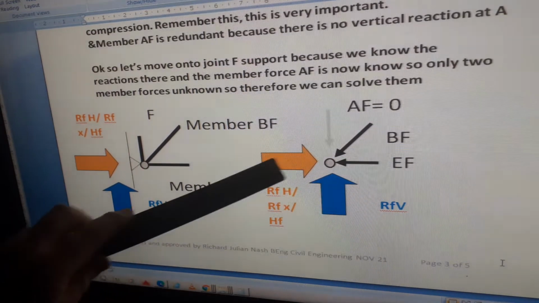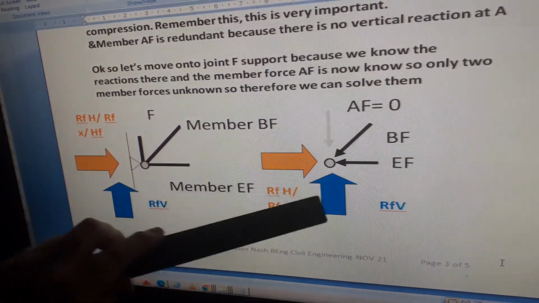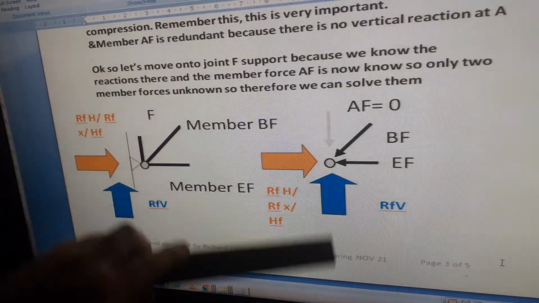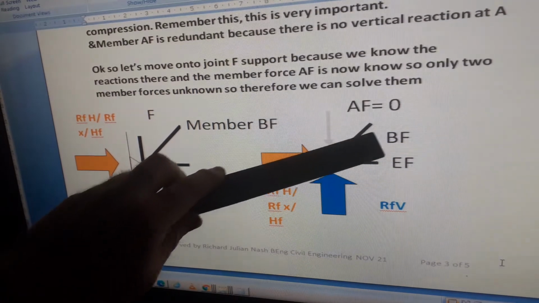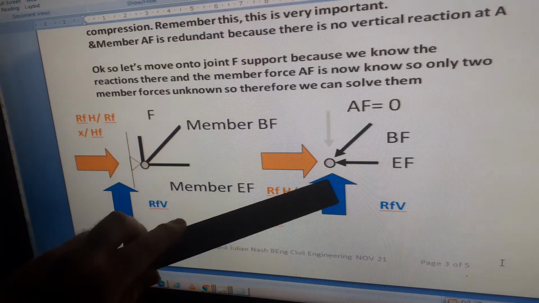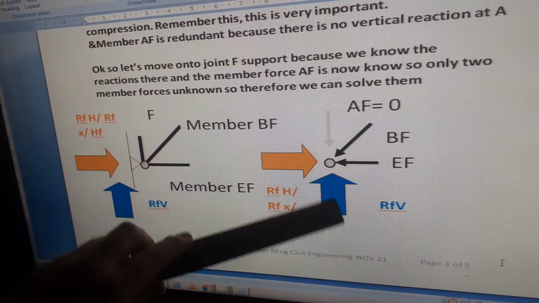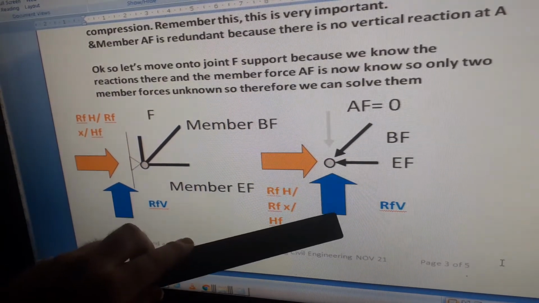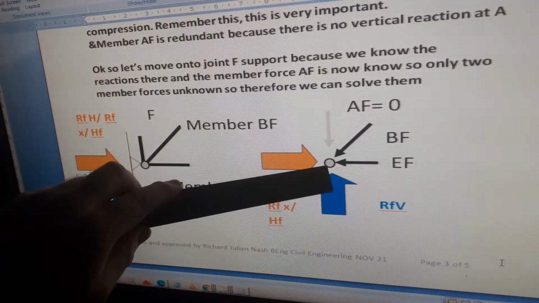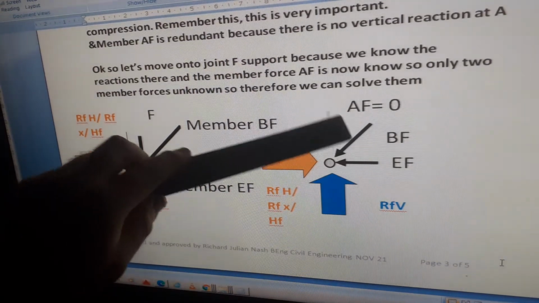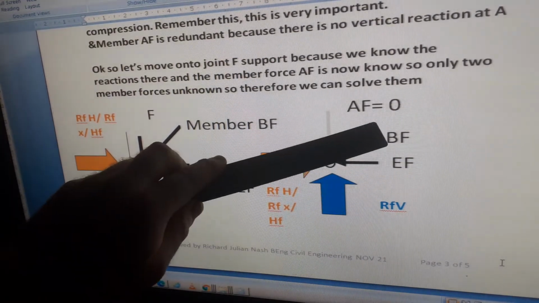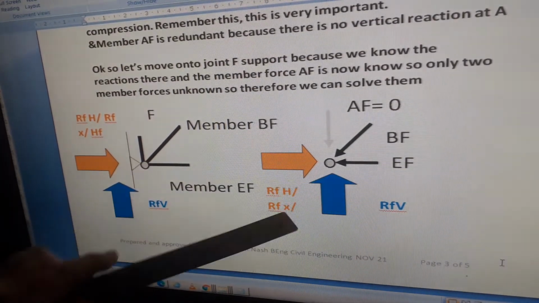So we've got RFH going that way. That's 40, we found in the last video. RFV is 20 up. Then we've got BF, which could be either way. The reason I drew it like that straight away is that we've got to make a quick judgment. This RFV is going upwards, and we know we've got to have equilibrium of the joint. So that means there must be a vertical force going downwards, and there are no other vertical forces. So that probably means that BF is downwards.